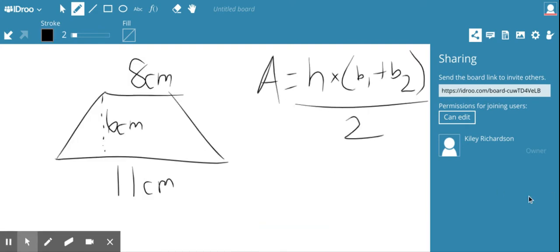Here we have our final trapezoid. We are going to be having our first base as 8. Our second base is 11. Our height is 6. So when you use the formula, it's A equals height times base 1 plus base 2, which are in parentheses. So we know what to do when they're in parentheses. We do that one first. So we do base 1 plus base 2 times our height, and then don't forget to divide by 2.